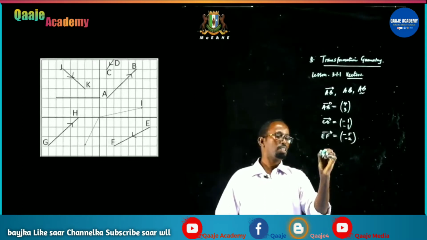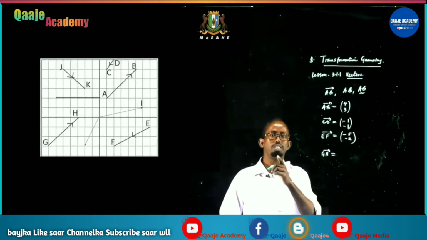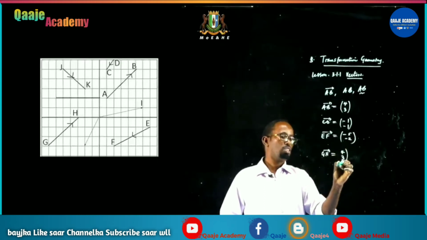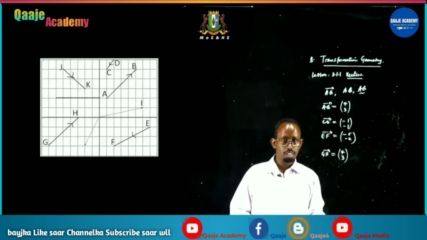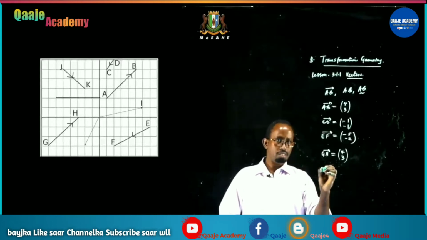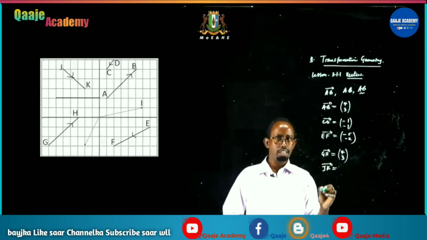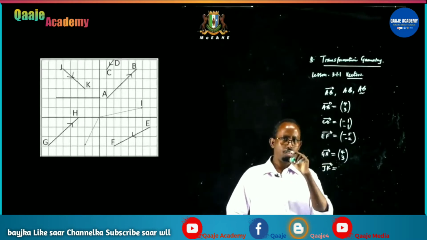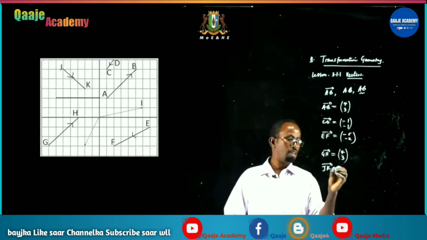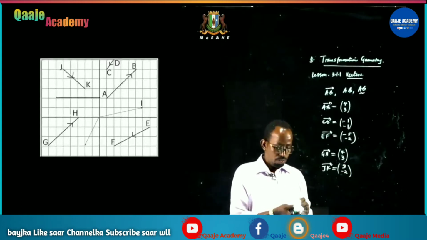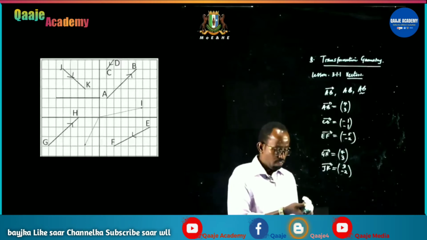GH: you move how many steps to the right? 1, 2, 3, 4, and then 1, 2, 3. So (4, 3), positive 4 and 3. We move to JK. JK is 3 steps to the right, I'm sorry, not to the left, and then 2 steps downward, so (3, -2).